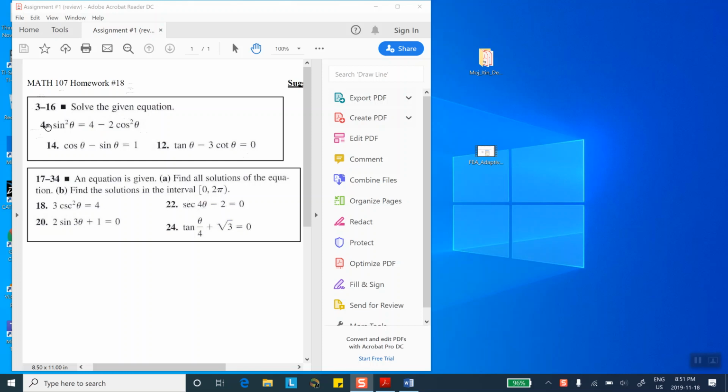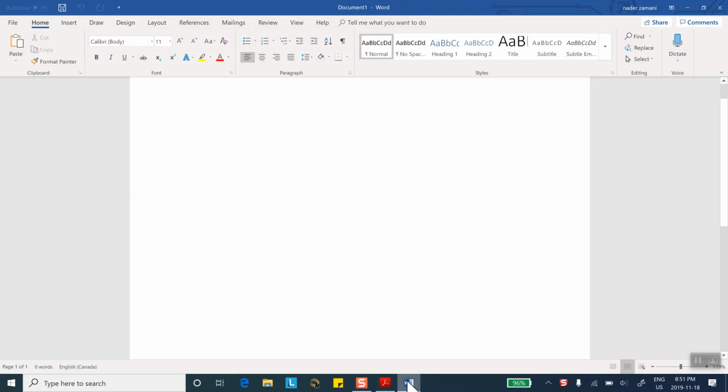All right, let's look at problem number 4. Notice that here it says give the solution. So what I'm going to do, I'm going to work it out completely and find the general solution. Okay, so let's go there. This is problem number 4.